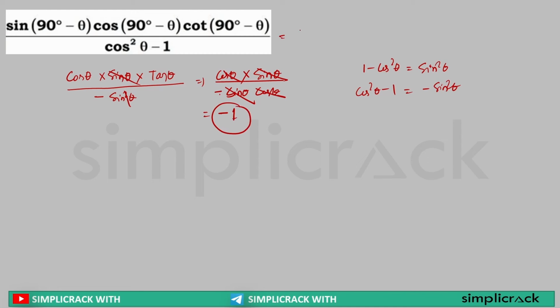So what is the value of this expression? It is minus 1. Clear? This is how you can directly find the answer. Got it? Yes or no? Yes? Next.